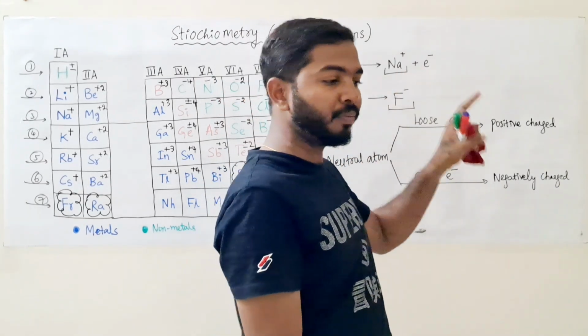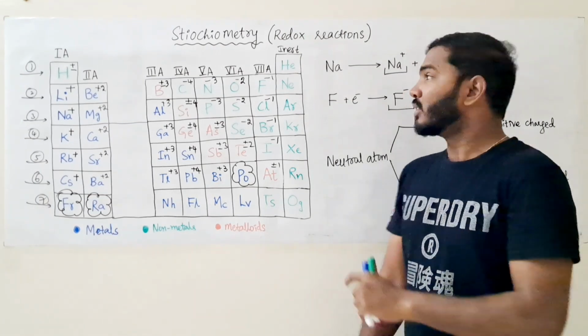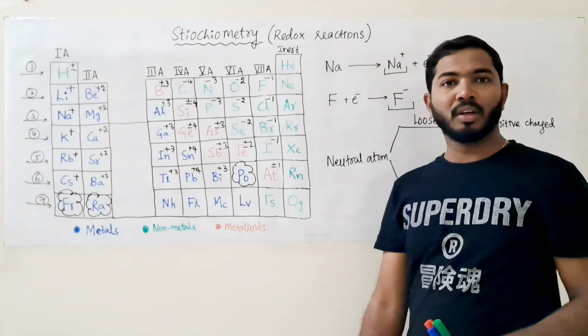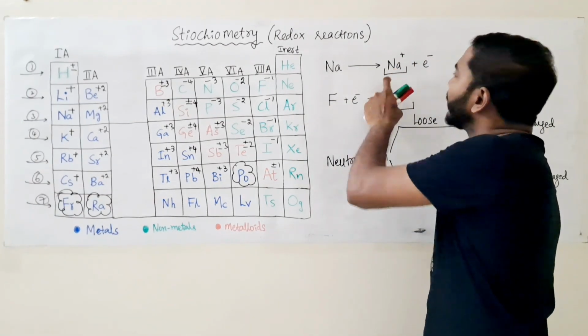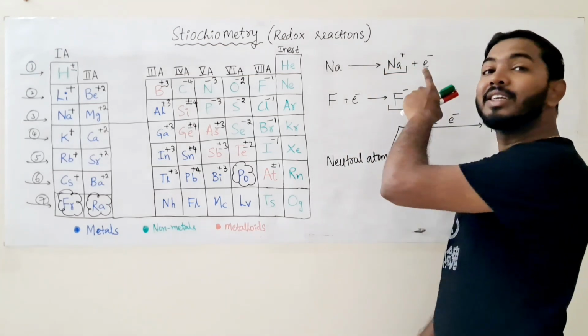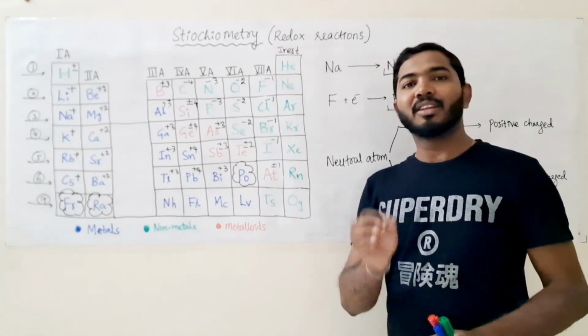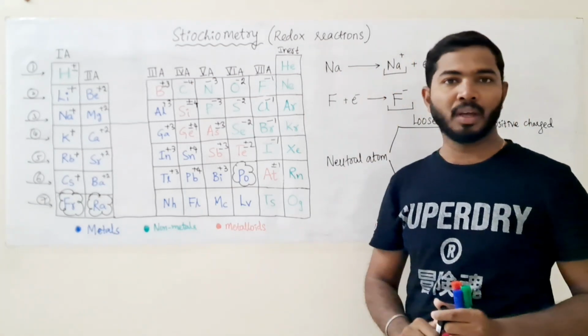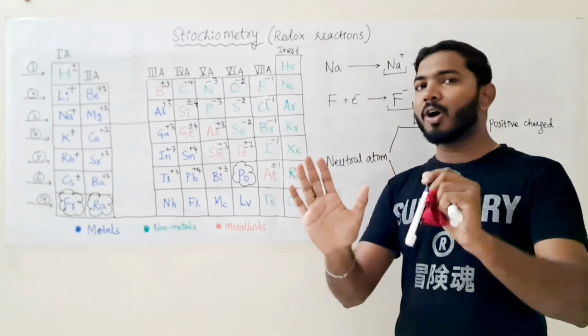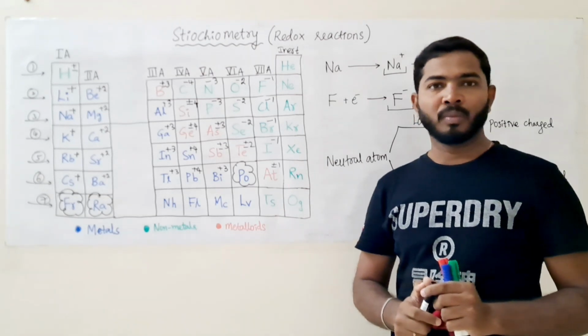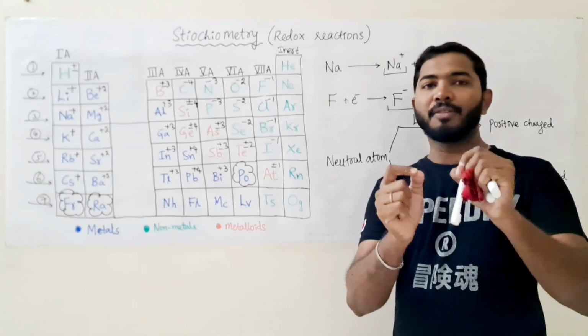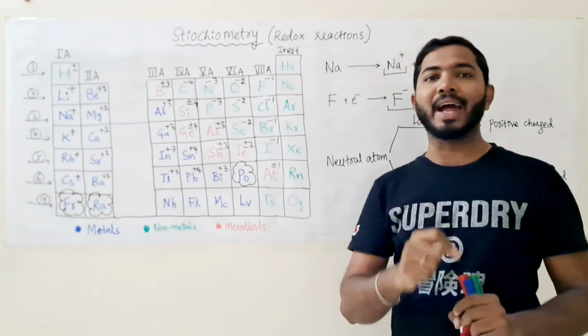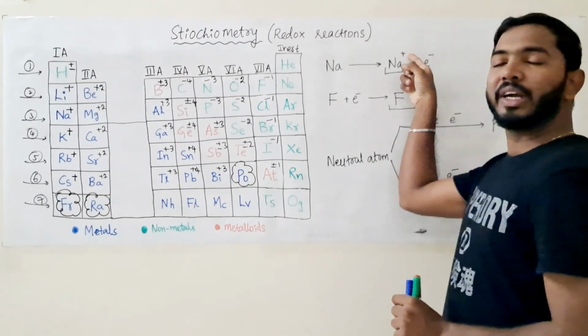This is now not a neutral atom. This is now a sodium ion. So what is the oxidation number of sodium in this ion? Since it is a simple cation, the oxidation number will be equal to its charge. Not only in this case, for all simple cations, the oxidation number of an element in that simple cation will be equal to its charge.